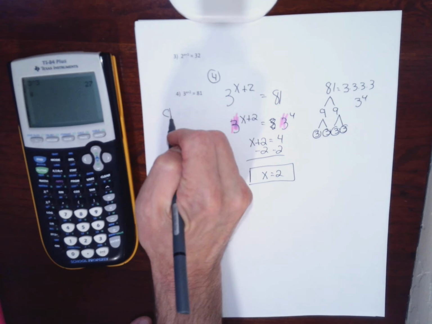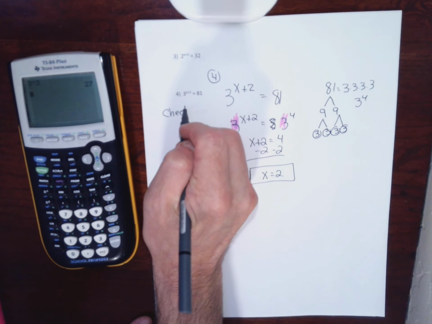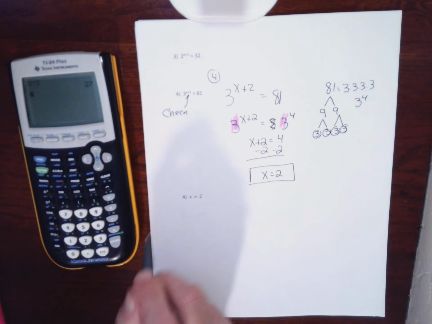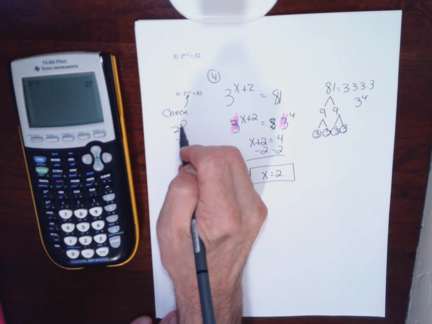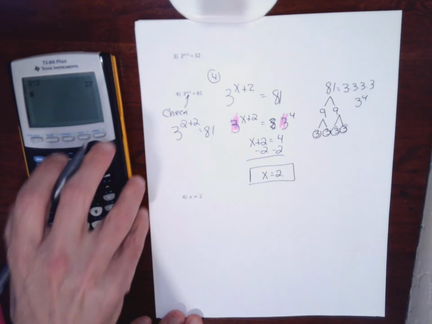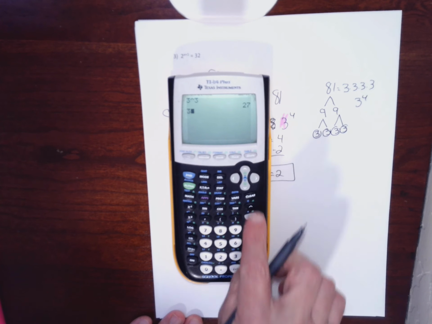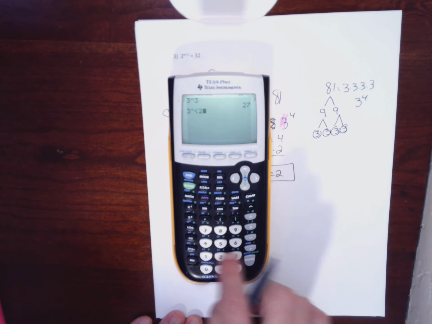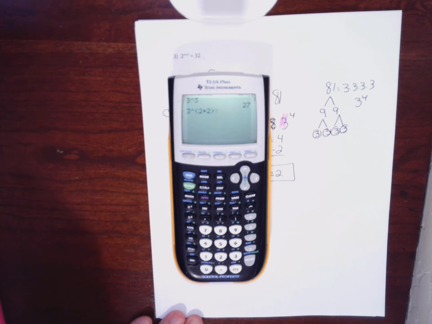And if I want, I can check by changing that x to 2 to see if 3 to the 2 plus 2 power equals 81. I know it does. I'll do it on this calculator really quickly. On this calculator, because it's a little bit older and it doesn't show the exponent, I have to use the parentheses for the exponent.